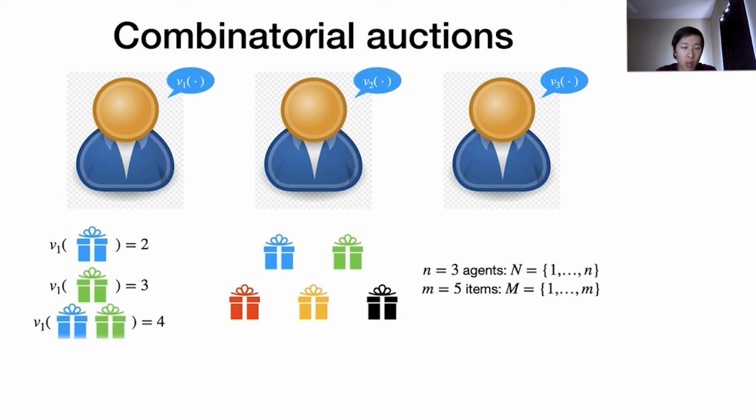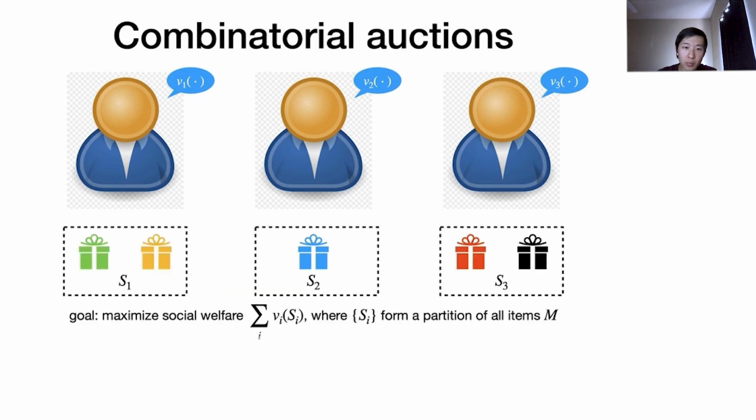For example, V1 of the blue item is 2, V1 of the green item is 3, and V1 of the blue and green item is 4. The goal of the mechanism, or the algorithm, is to compute an allocation of items to agents to maximize the social welfare, which is defined to be the total value of the agents. Here, the objective function is the sum of vi of si, subject to the constraint that the si form a partition of all items n.